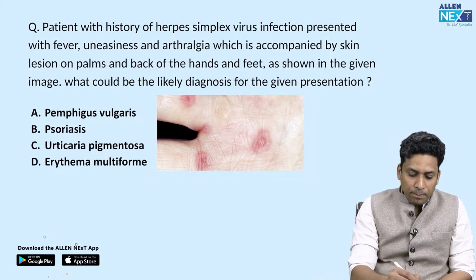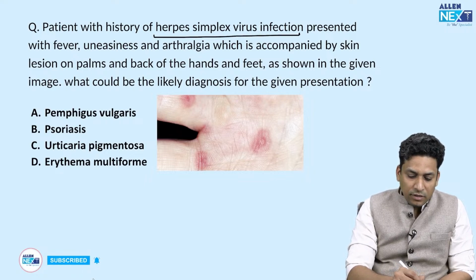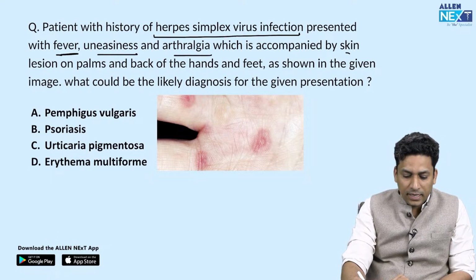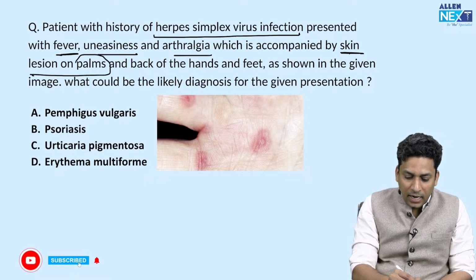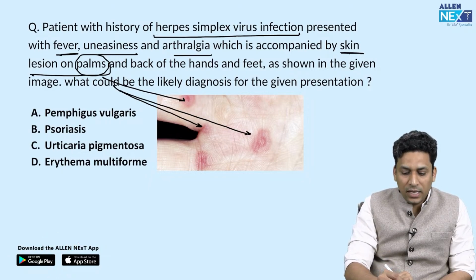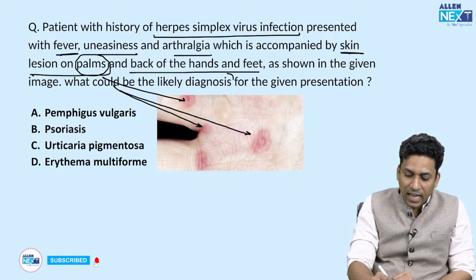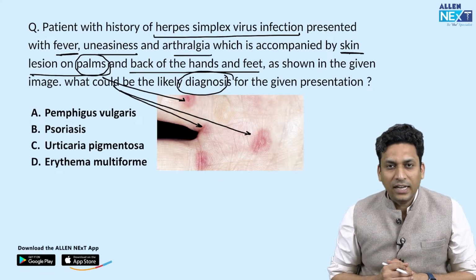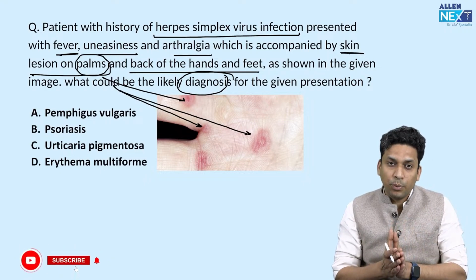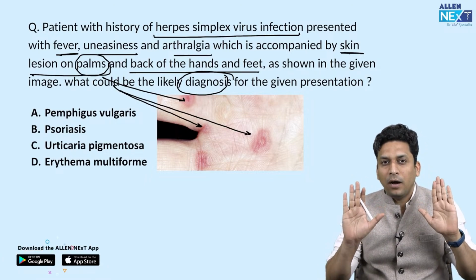Now coming to the next question, a patient with a history of herpes simplex virus infection presented with fever, uneasiness, arthralgia, that is joint pain, which is accompanied by skin lesions on the palm. And here you can see in the image, these skin lesions are shown over the back of the hand and feet as shown in the given image. What could be the likely diagnosis? So again a clinical question, and here they are giving a history that there was a previous history of herpes simplex virus, okay, and later the patient started developing such lesions over the palm and over the foot.